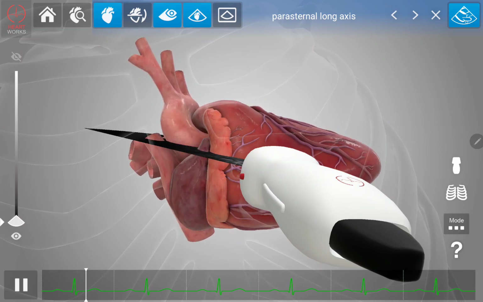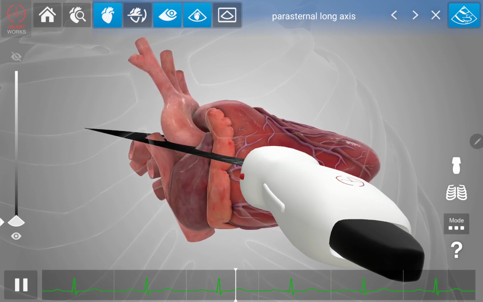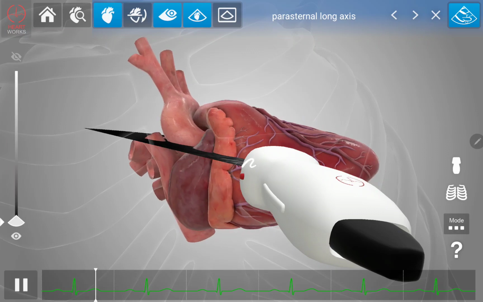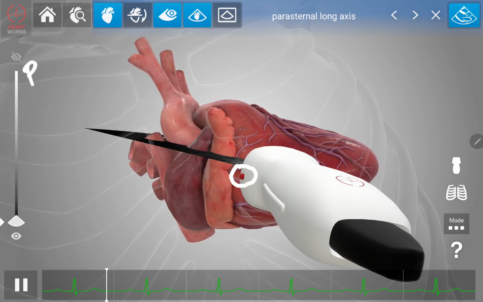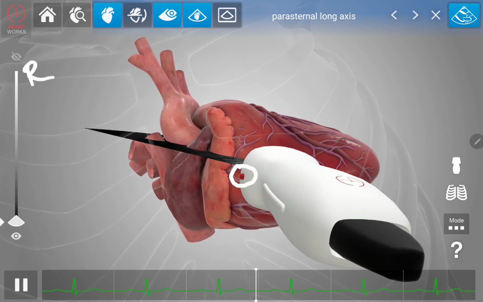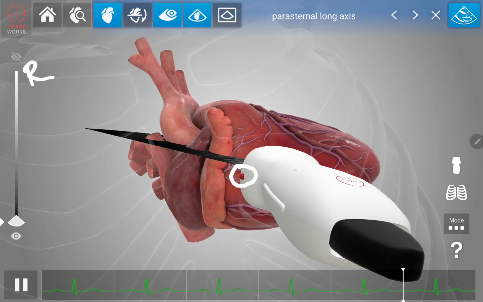So if you're coming to us from an emergency medicine background or radiology background, we want to start out by really looking at where the probe indicator is. So you can see I've circled the probe indicator there, and you'll notice that it is facing towards the patient's right shoulder. And you can see that we're making a sagittal cut through the heart here.